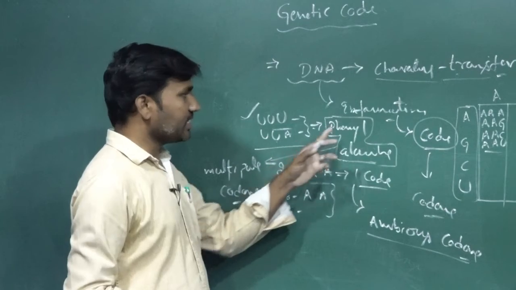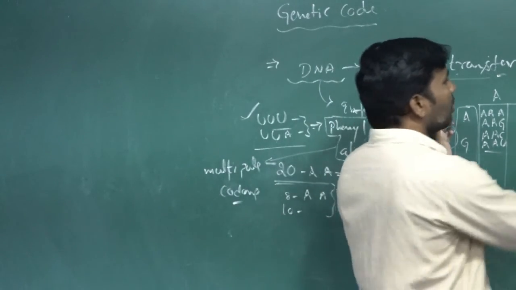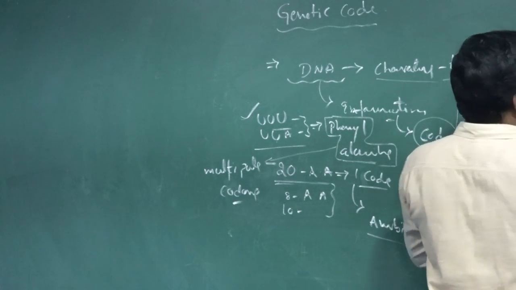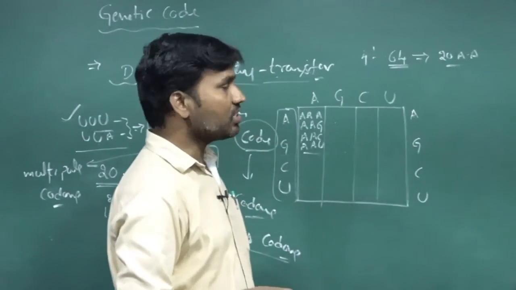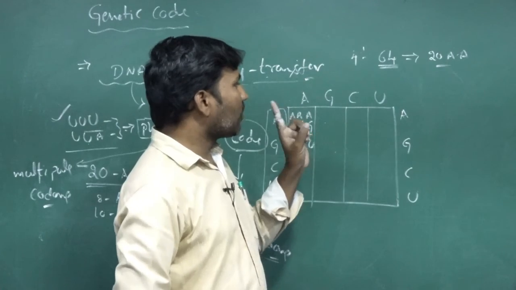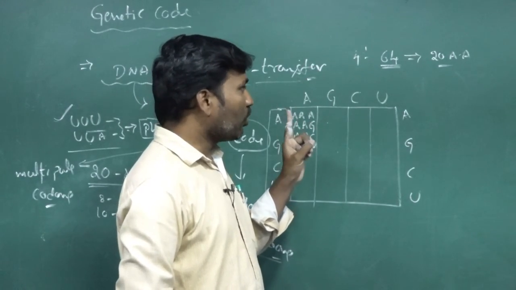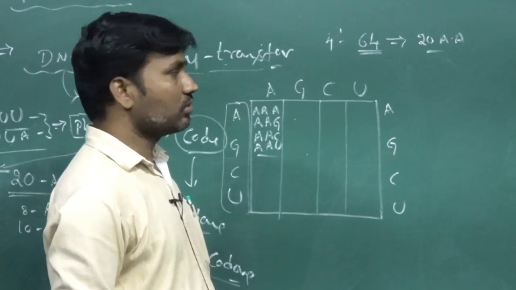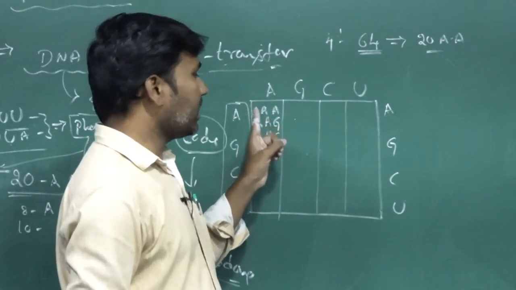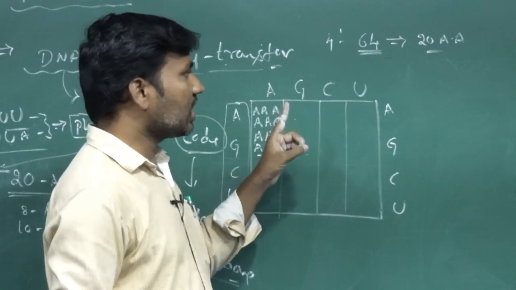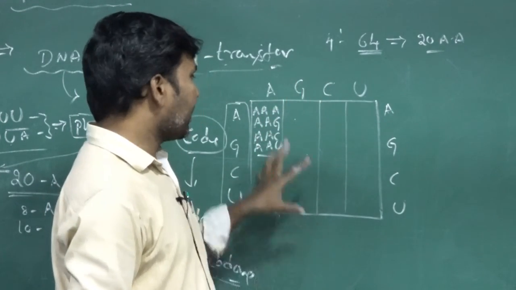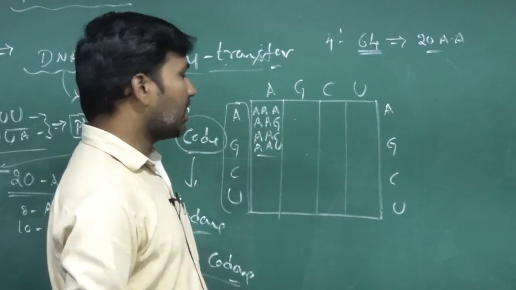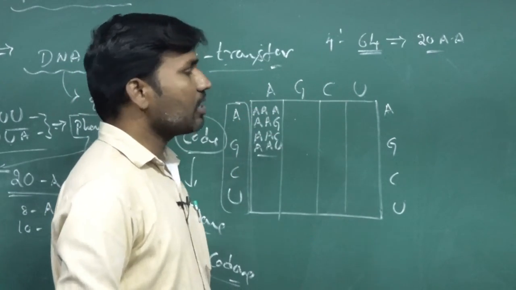Like this, the 64 codons code for only 20 amino acids. That means for one amino acid, either at least one codon or more than one codon is coding. But at least one codon is required for the synthesis of one amino acid here. So like this, the total table has 64 codons with their specific amino acids.